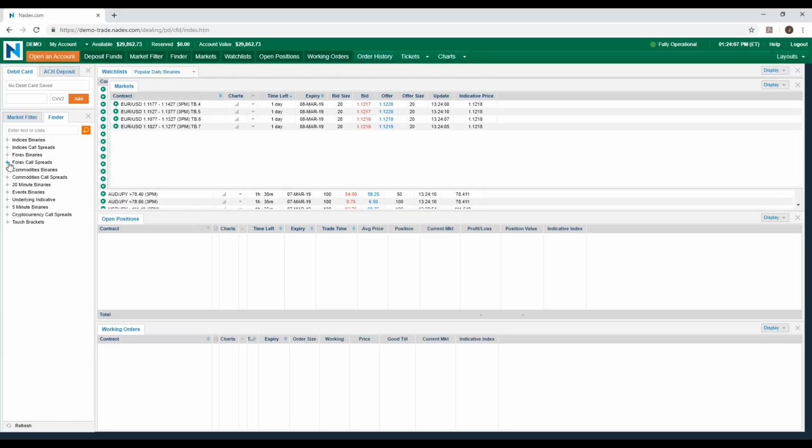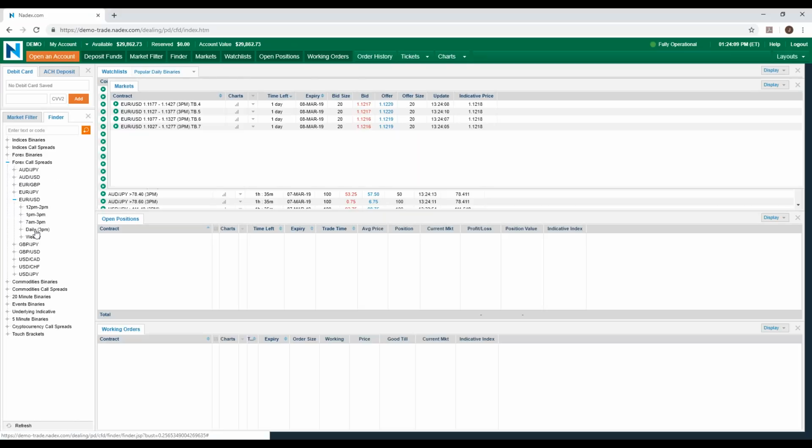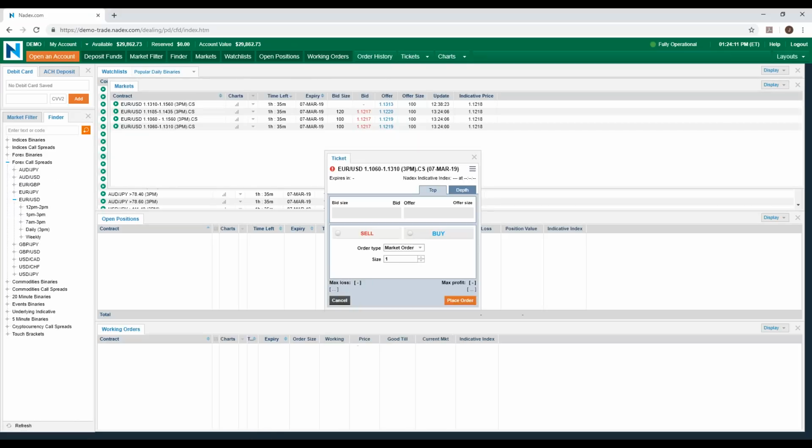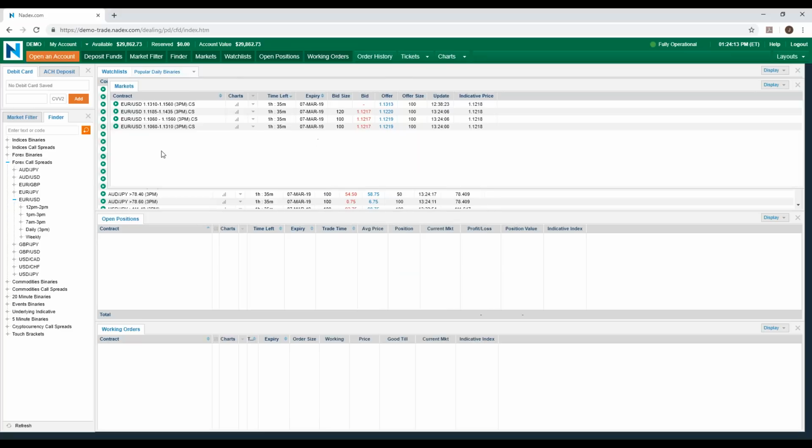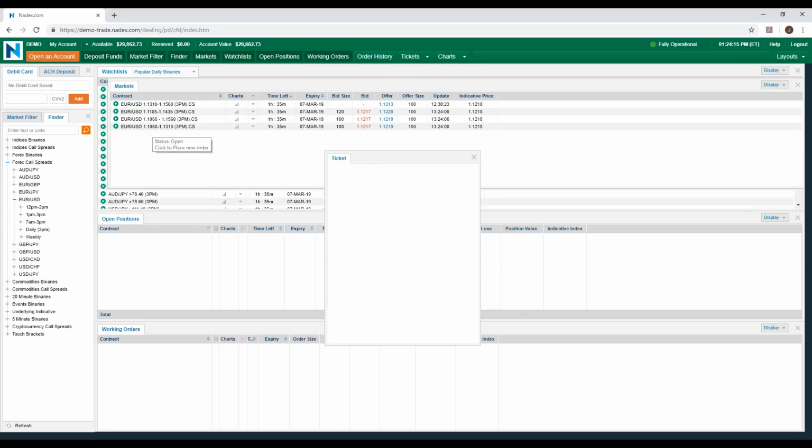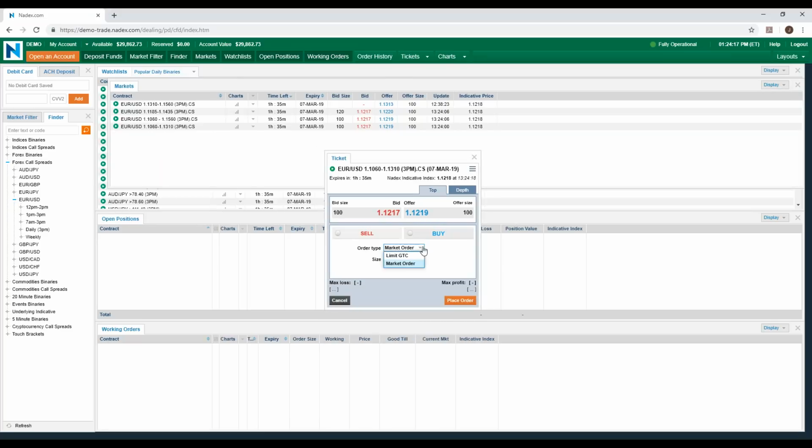Or if we flip back over here to these spreads again, and we're looking at these spreads, and we click on a spread and say, hey, I want to check out this spread.